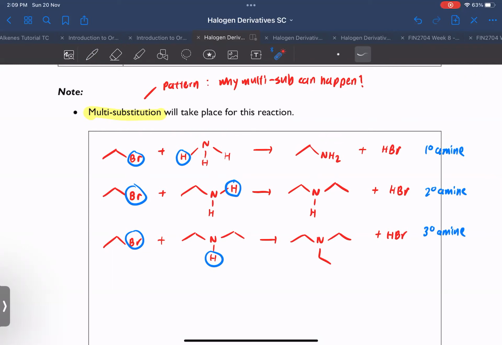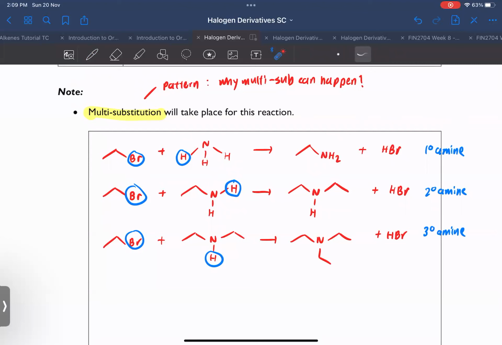Can you see a pattern that I've been showing? What's a common product here? Any idea? Any guesses? As long as the compounds have what and what, so the multi-sub can happen? Any patterns that you have noticed? Hydrogen and bromine. Yes, hydrogen and bromine.